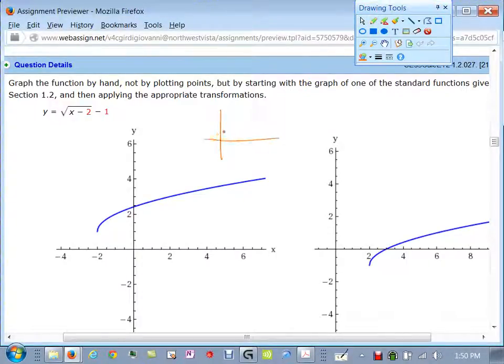Square root function, basic square root function. Looks like that. And what we're going to do is subtract a 2 inside, which is going to have the effect of moving it to the right 2, opposite of what we think. And then minus 1 means down 1. So we want to take this graph, move it to the right 2, and then down 1. So something like that. So it looks like it's this one right here.